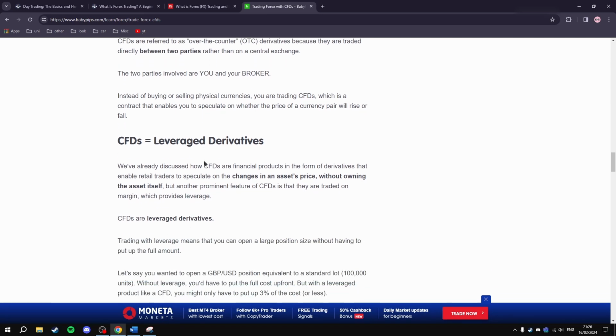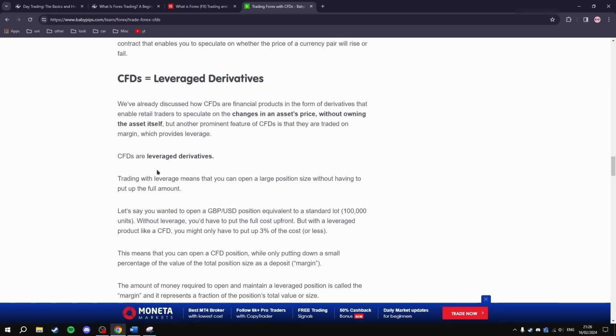CFDs equal leveraged derivatives. We've already discussed how CFDs are financial products in the form of derivatives that enable retail traders to speculate on the changes in an asset's price without owning the asset itself. But another prominent feature of CFDs is that they are traded on a margin, which provides leverage. CFDs are leveraged derivatives.